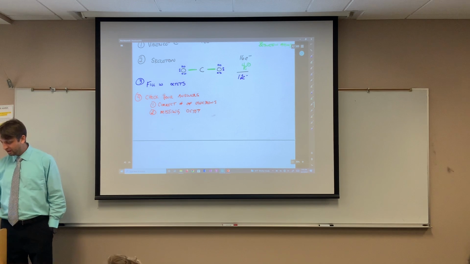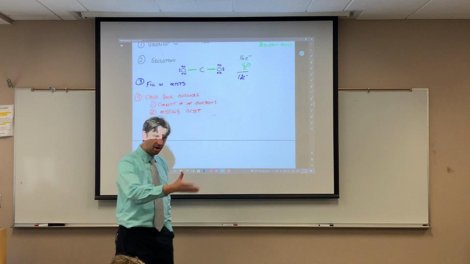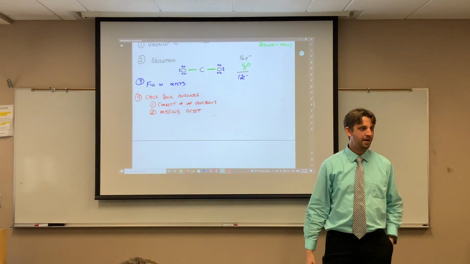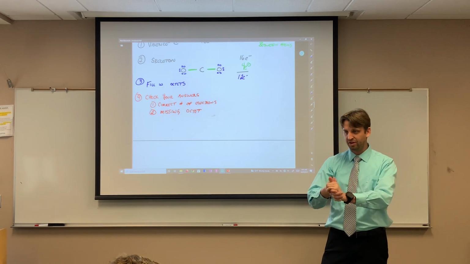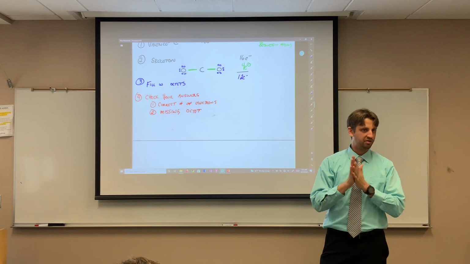Is anything missing in octet? Yes, we are. So the 2 oxygens have access to an octet. The carbon in the middle doesn't. I'm going to introduce to you what is going to be the bane of your existence for the rest of organic chemistry, and even biochemistry.